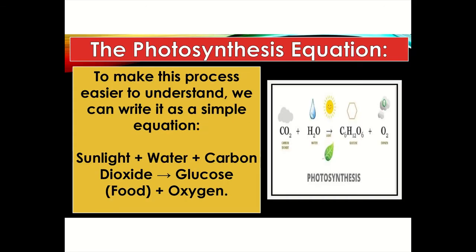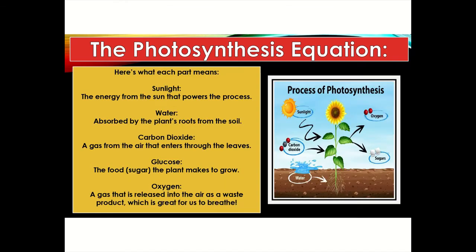The photosynthesis equation. To make this process easier to understand, we can write it as a simple equation. Sunlight plus water plus carbon dioxide, right pointing arrow, glucose (food) plus oxygen. Here's what each part means.